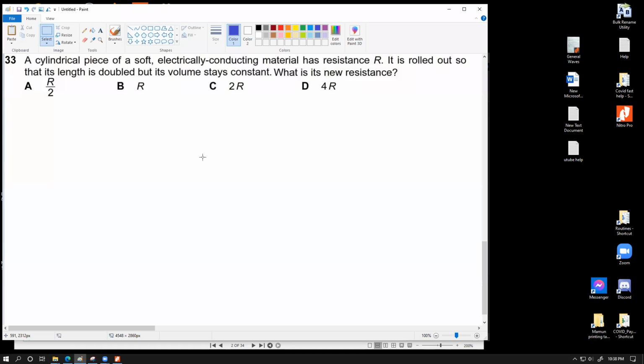You have to understand this: volume is given by cross-sectional area into length. If volume is constant, now the question says that it is rolled out so the length is doubled. So whenever the length becomes double, if it increases by a factor of 2, the area has to also reduce by a factor of 2.